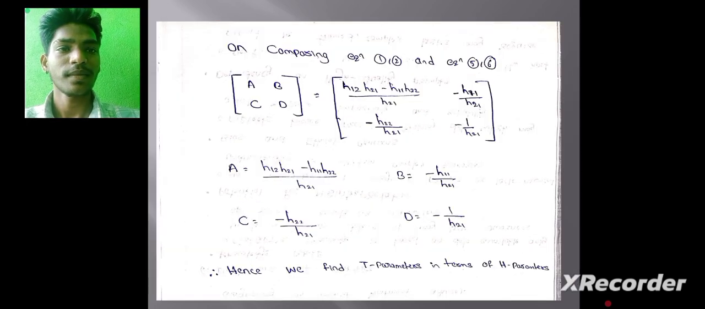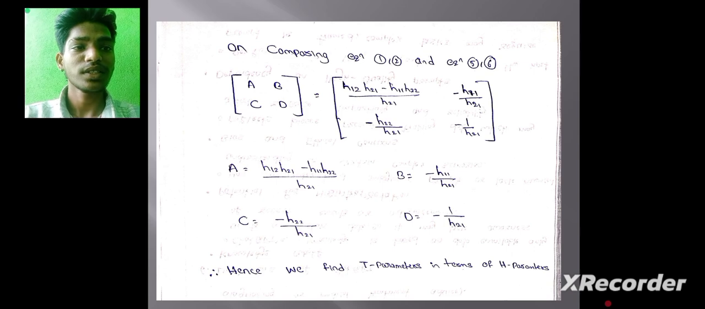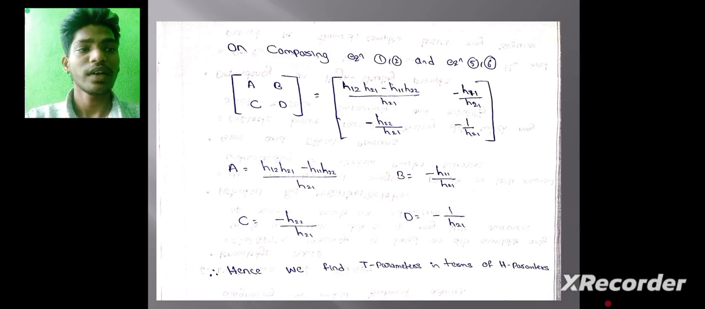Substitute equation 5 in equation 3. V1 equals H11 into minus H22 by H21 V2 plus 1 by H21 I2, plus H12 V2. So V1 equals (H12 H21 minus H22 H11) by H21 into V2 plus H11 by H21 into I2. Consider this equation 6. Now compare equations 1 and 2 with 5 and 6.